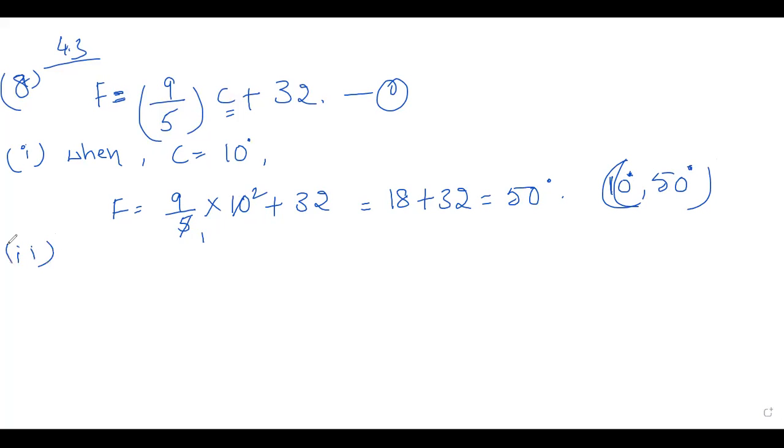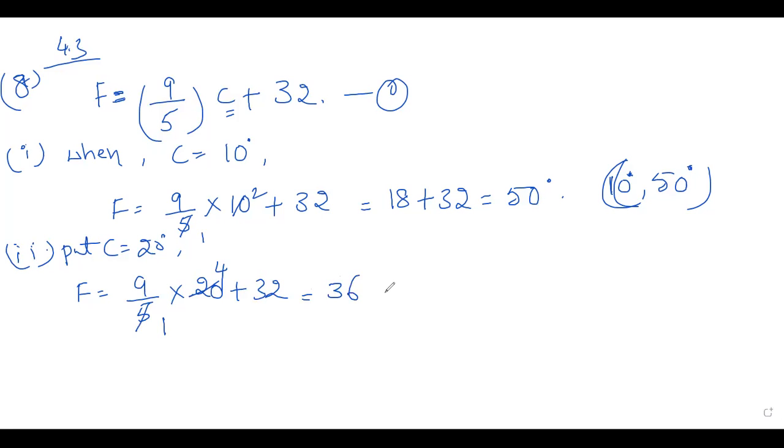Next, second one. Put C is equal to 20 degree. Then F is equal to 9/5, in place of C I'm writing 20, plus 32. 5 ones are 5, 5 fours are 20. That is equal to 9 into 4, 36, plus 32, that is equal to 68 degree. So what are the points here? 20 degree and 68 degree.